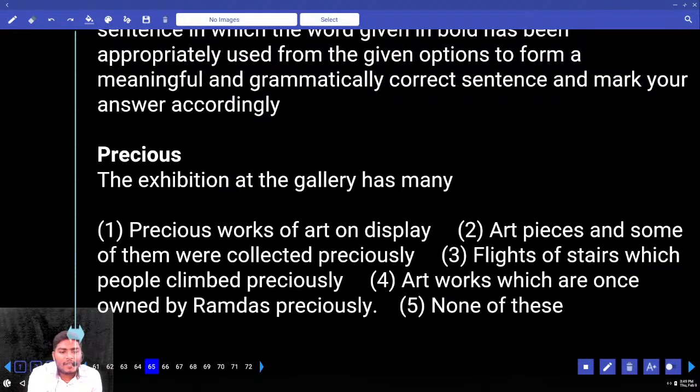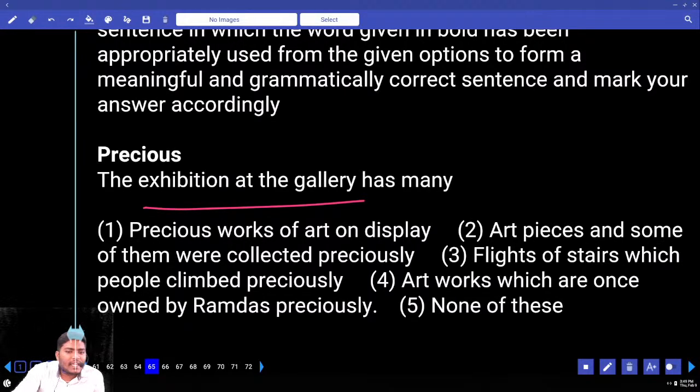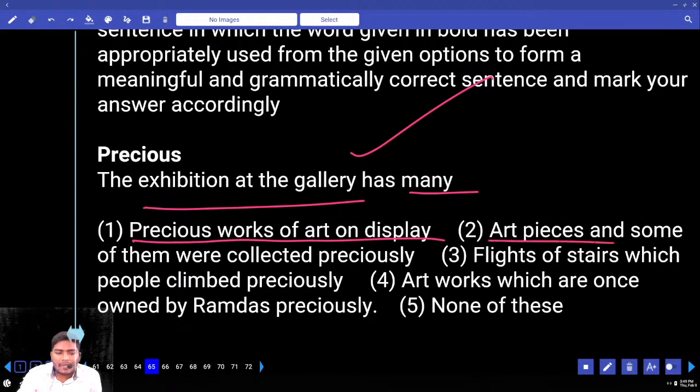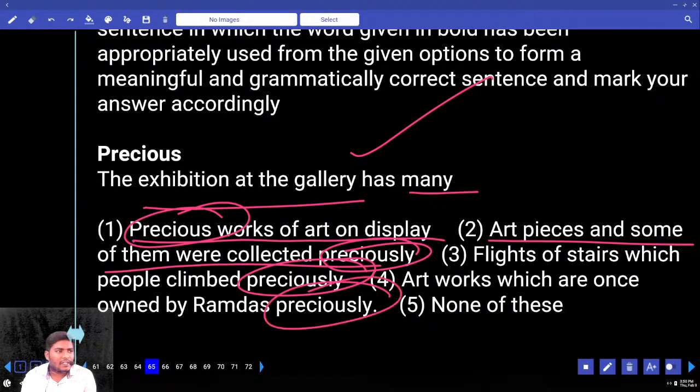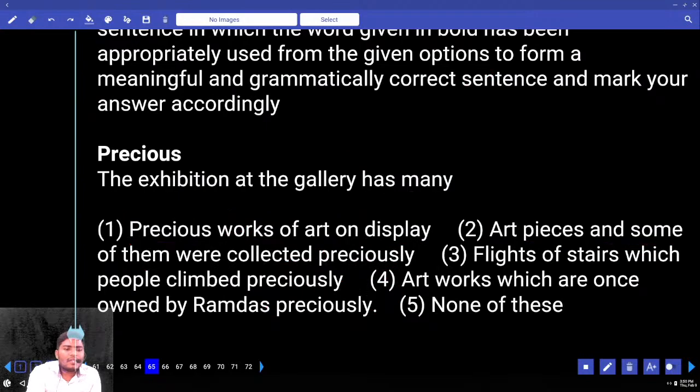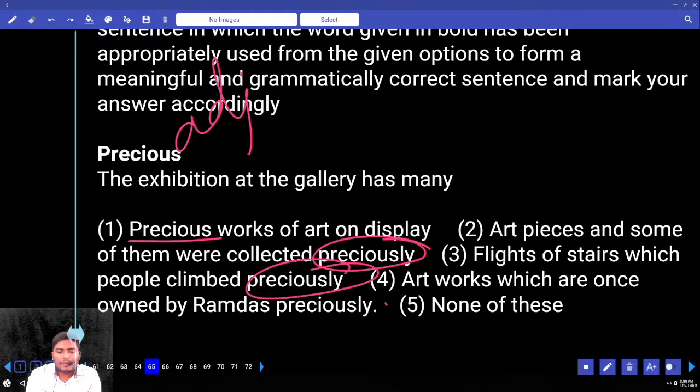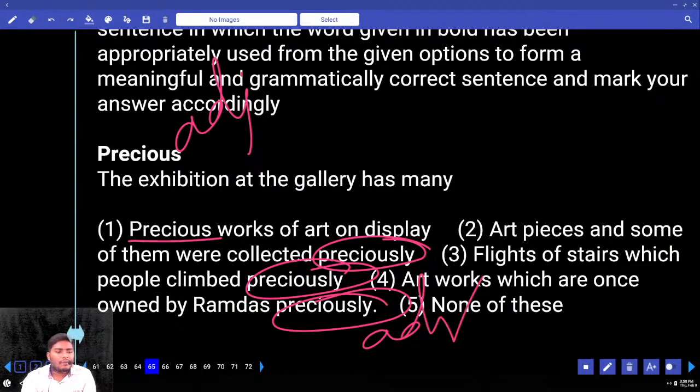Now the exhibition at the gallery has many what? We are speaking about an exhibition at a gallery, just like our Numaish in Hyderabad. The exhibition at the gallery has many something. Many precious works of art on display, many art pieces; some of them were collected preciously; flights of stairs which people climbed preciously; artworks which were once owned by Ramdas preciously. Tell me your answer. Precious is what part of speech here? Adjective. Precious, preciously, preciously: what is this here? Adverbs.